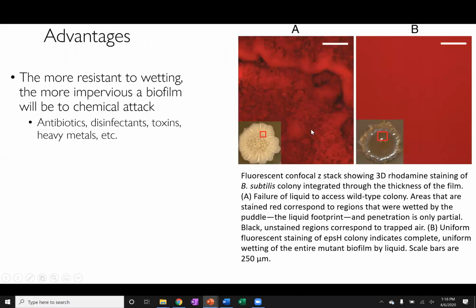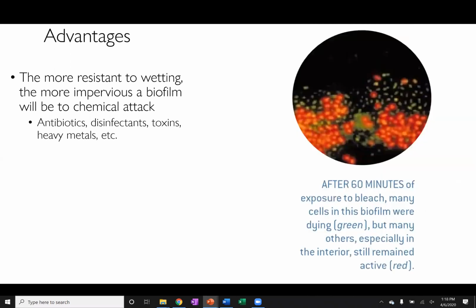So as we mentioned, there are numerous advantages here, in particular with wetting, in terms of preventing the proliferation of antibiotics or disinfectants or toxins. But microbes are also more resistant to wetting, and the more resistant a biofilm is to wetting, the more impervious a biofilm will be to chemical attack. So, for instance, we have a colony here of bacteria, and it's been treated with bleach for 60 minutes. Colonies that are green are dying. Those that are red are still actively growing. And what you'll notice is that most of the cells in here are actually still living, even after being treated with 60 minutes of bleach.